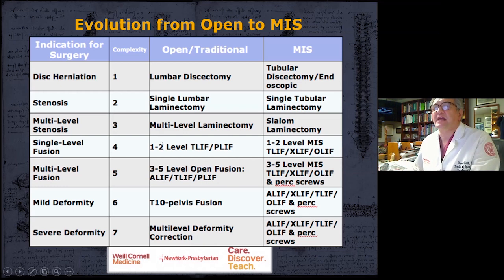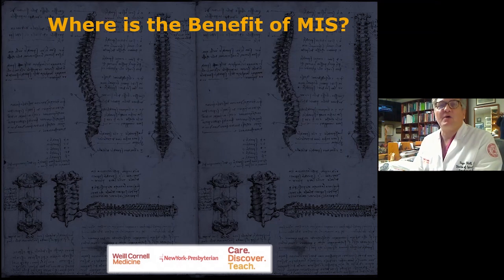The low complexity procedures obviously take advantage of the microscope and the endoscope. But then we have translumbar, oblique, anterior approaches that are less invasive, that allow us to address some of the more complex deformity cases. Now, however, where's really the benefit? Where's the sweet spot for MIS today?